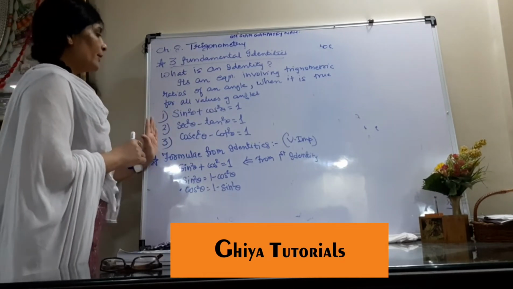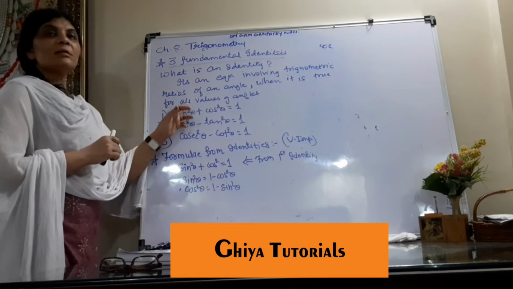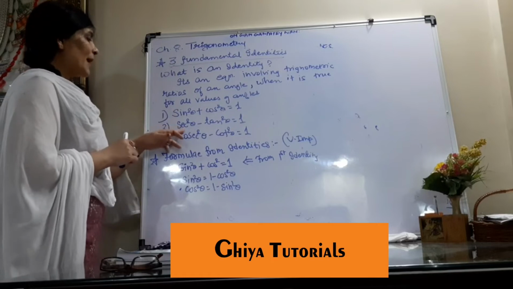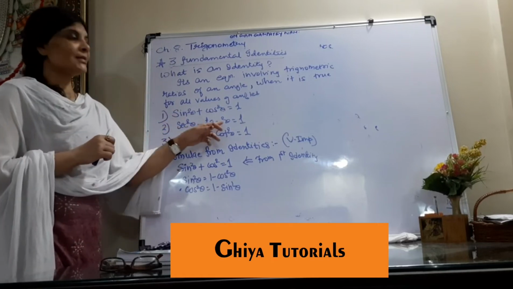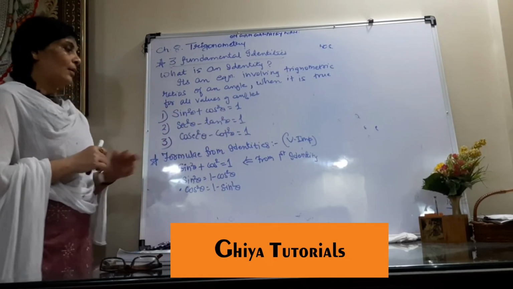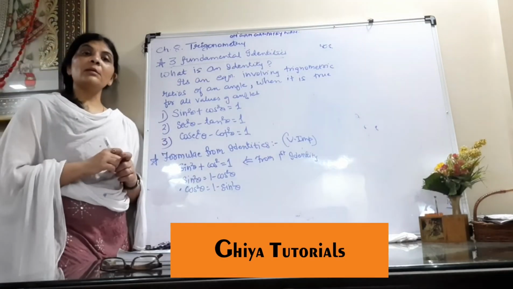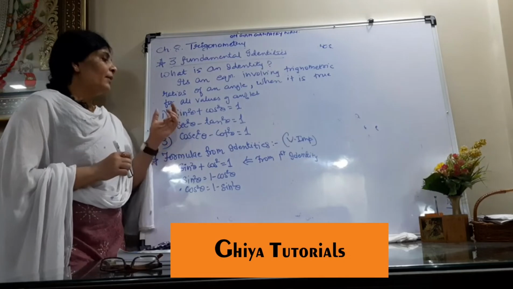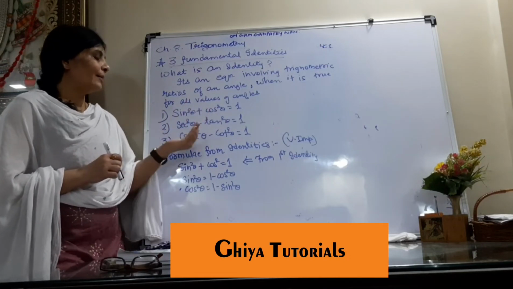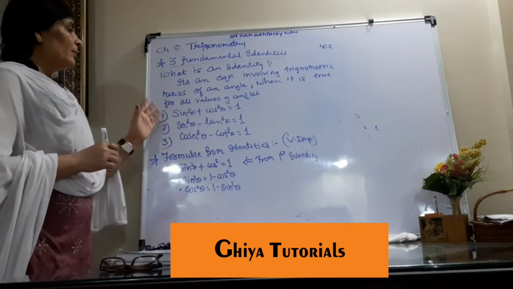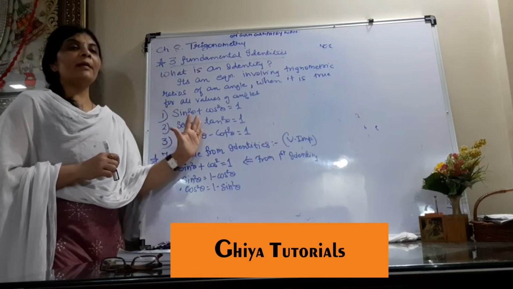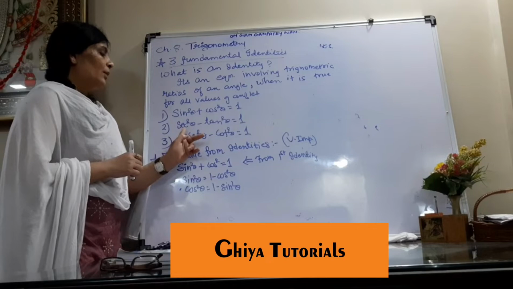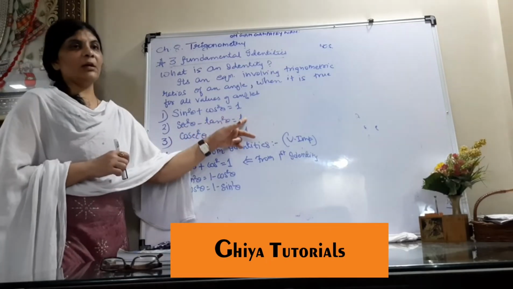So these are 3 identities. We have to learn sin square theta plus cos square theta equals to 1. Sec square theta minus tan square theta equals to 1. Cosec square theta minus cot square theta equals to 1. We have to prove them too, but just now try to remember, because in sums you have to write directly the answer. What is sin square theta plus cos square theta? Equals to 1. What is sec square theta minus tan square theta? Equals to 1.